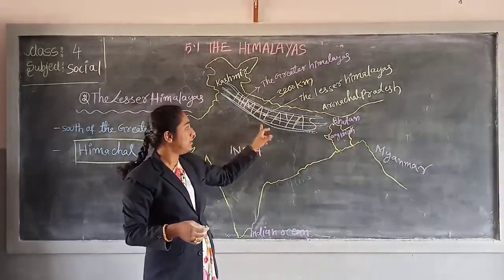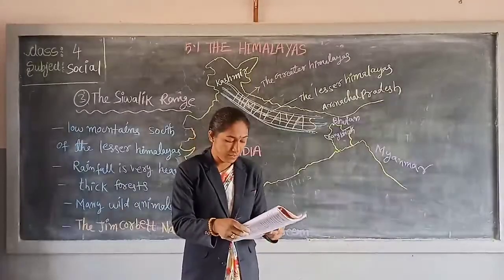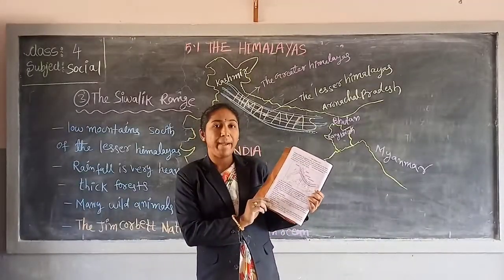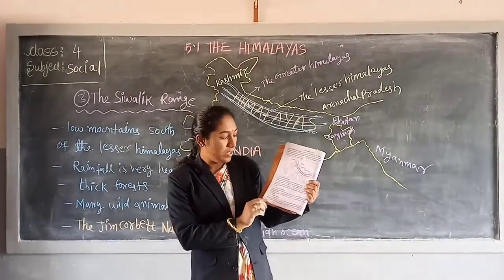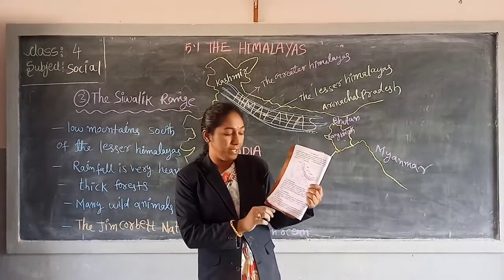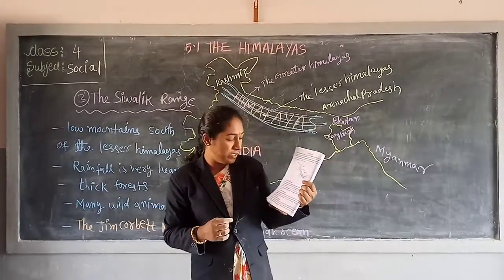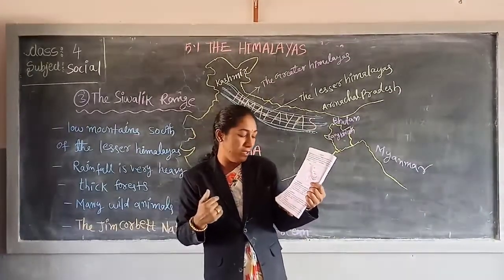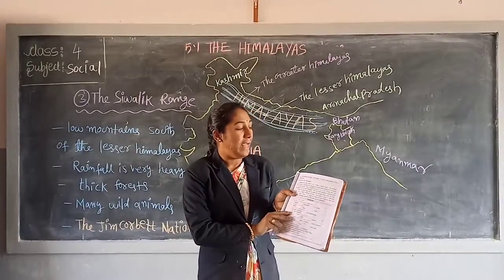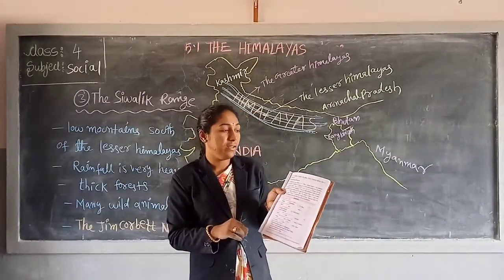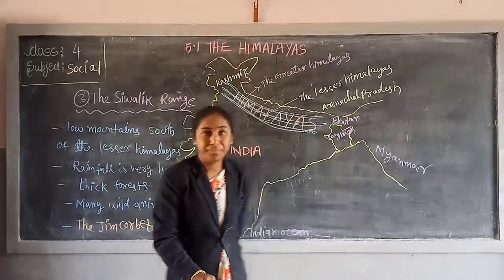Now let us go to the third parallel range, the Siwalik range. Now children, third parallel range is the Siwalik range. Look at the paragraph. The low mountains that lie to the south of the Lesser Himalayas form the Siwalik range. Rainfall is very heavy here. The slopes are covered with thick forest. Many wild animals are found in this region. The Jim Corbett National Park is situated here.